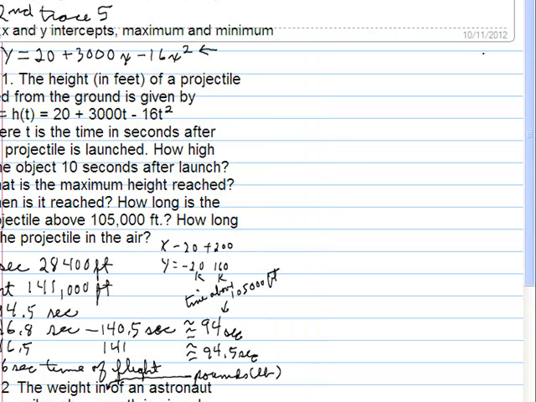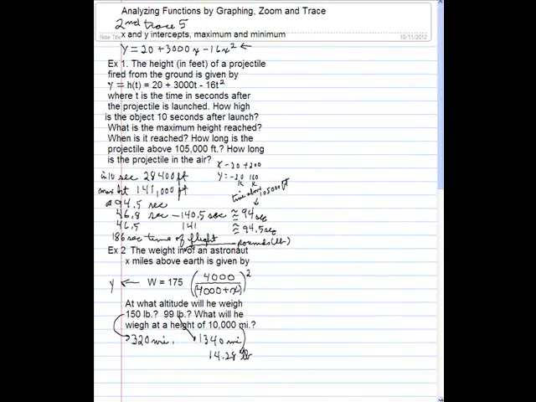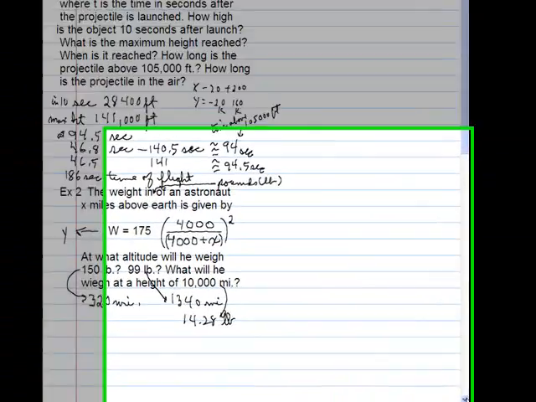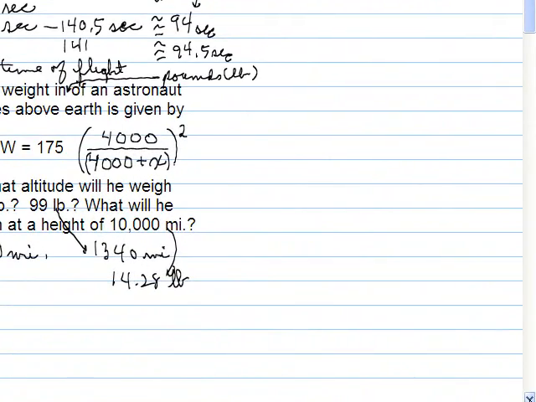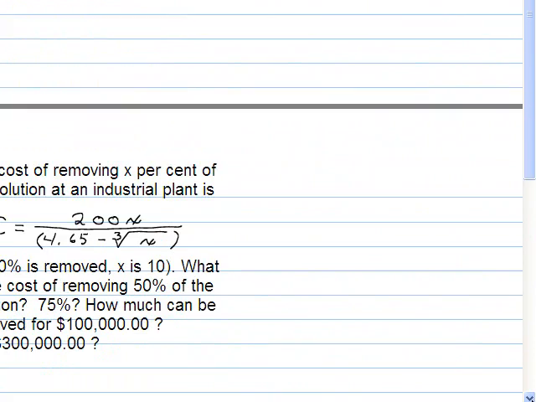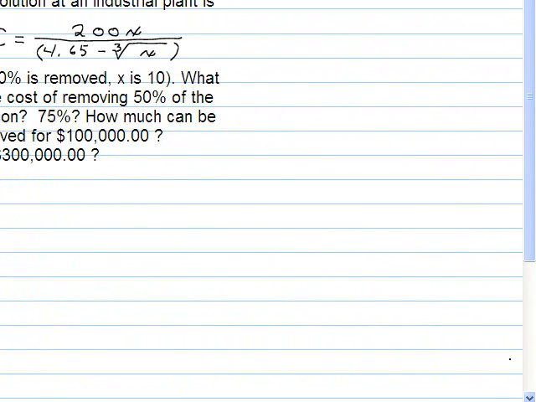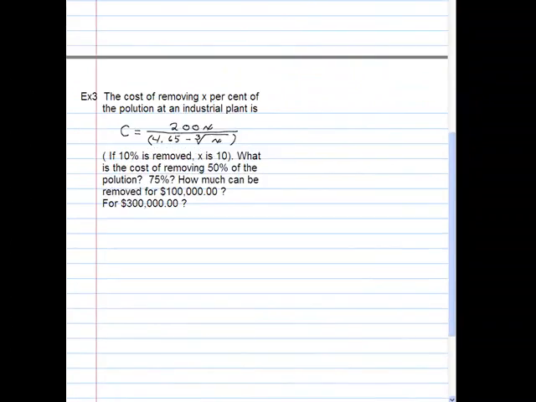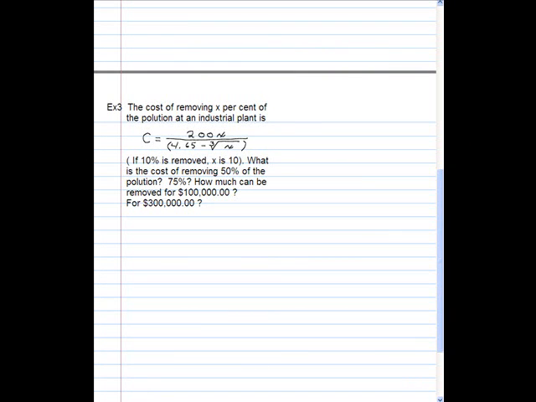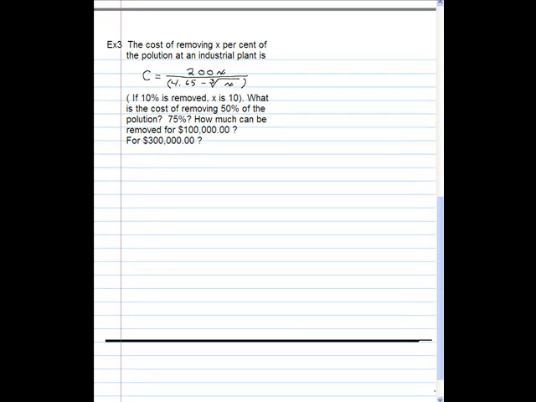Okay, I have one more sample problem. Let's take a look at it. It's on another page. And it's one that you'll definitely want to be familiar with. It says the cost of removing X% of the pollution at an industrial plant is 200X over 4.65 minus the cube root of X, and X is in a percent.